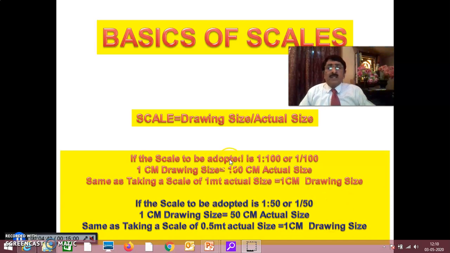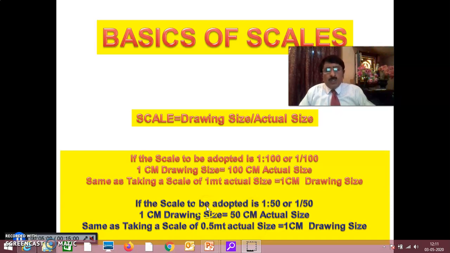Anyway, this scale concept I tell you. The basic thing you understand at this stage is: 1:100 means 1 meter equal to 1 centimeter. 1:200 means 2 meter equal to 1 centimeter. 1:400 means 4 meter equal to 1 centimeter. If it is 1:50, it means 0.5 meter equal to 1 centimeter. In that way you do.